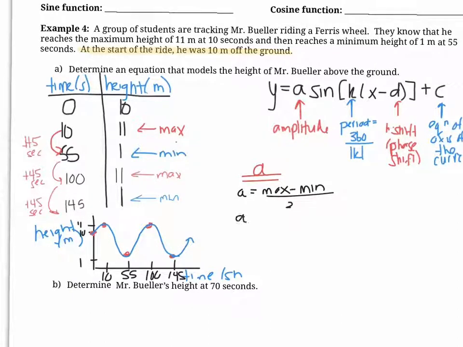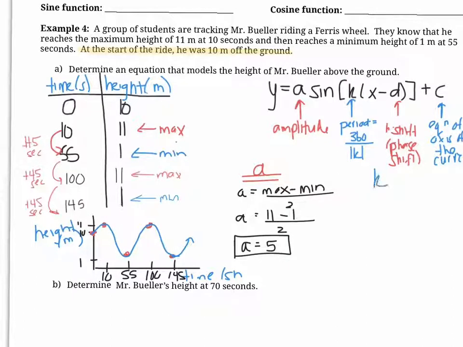Do we know what the max is? Yep, it's 11. Do we know what the min is? Yes, it's 1. Divided by 2. So it's going to be 10 divided by 2, which is 5. So we have our A value. Let's do another one. How about K? Let's do our K value here.